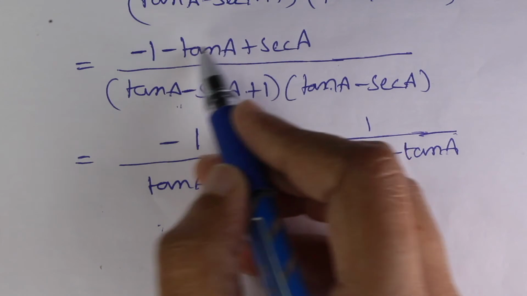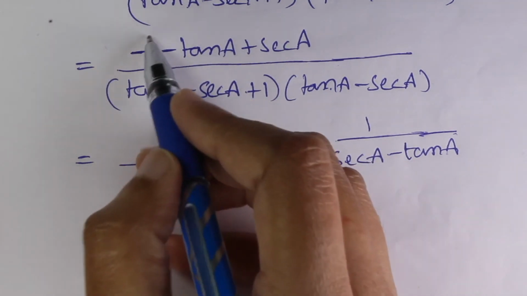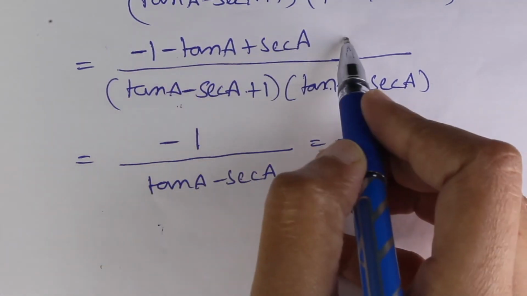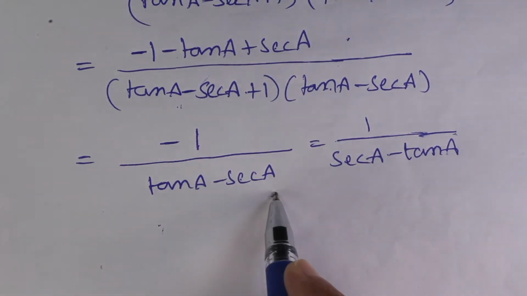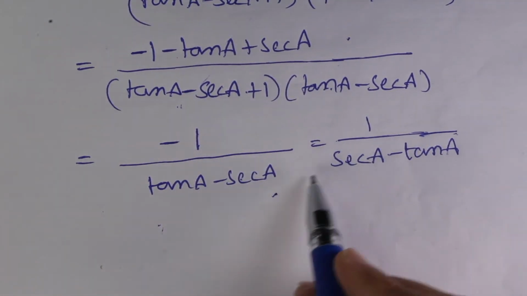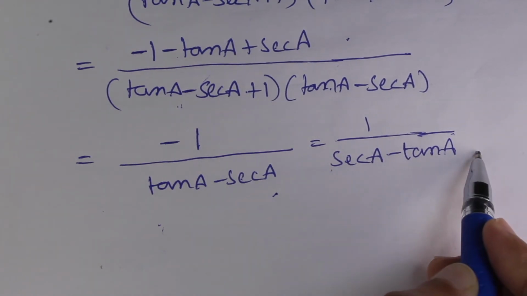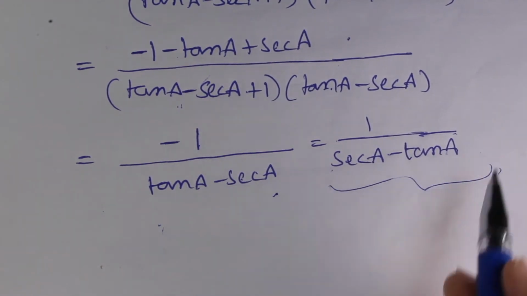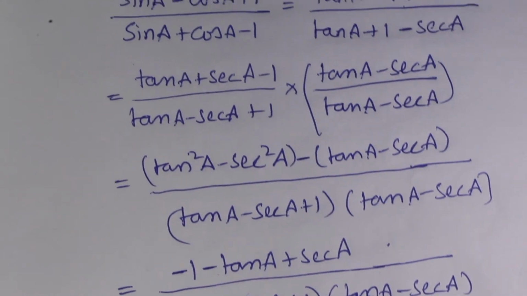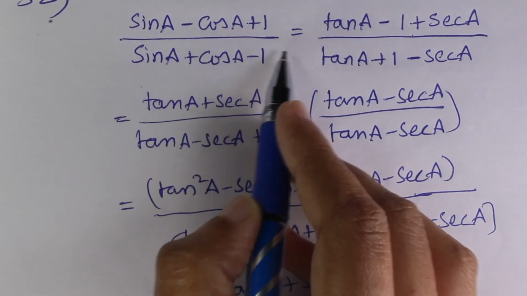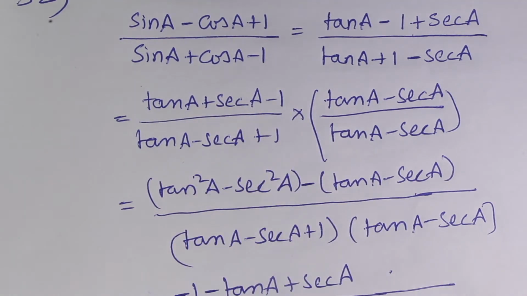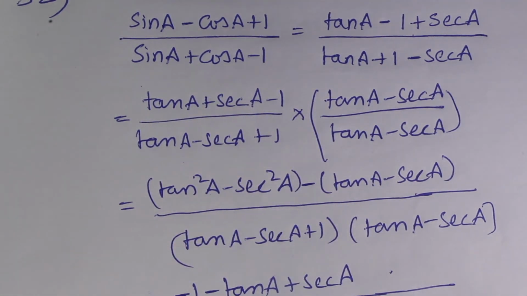These two are same, right? This is minus of 1 plus tan A minus secant A. So these two get cancelled, minus 1 by tan A minus secant A, that is equal to 1 by secant A minus tan A. So hence it is proved. Sin A by cos A is equal to sin A minus cos A plus 1 divided by sin A plus cos A minus 1 is equal to 1 by secant A minus tan A.